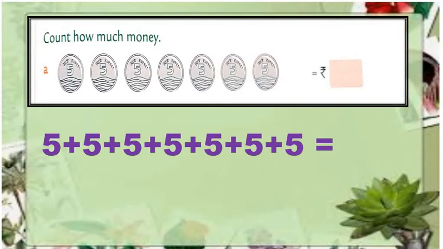5 plus 5, 10. Plus 5, 15. Plus 5, 20. Plus 5, 25. Plus 5, 30. Plus 5, 35. So we can say that these are 35 rupees. So how can we solve this exercise? We have to add the given values of money so that we can find out how much money there is in total.